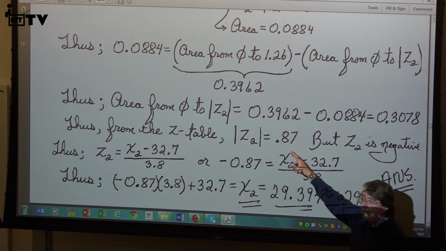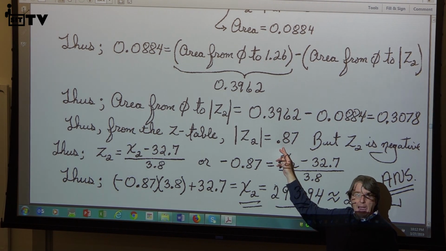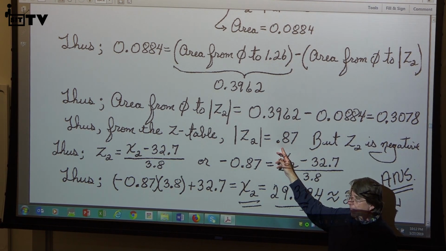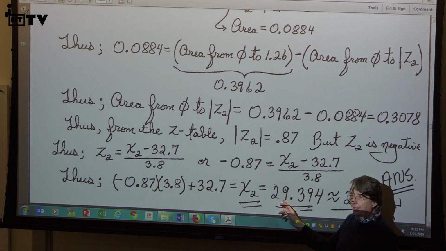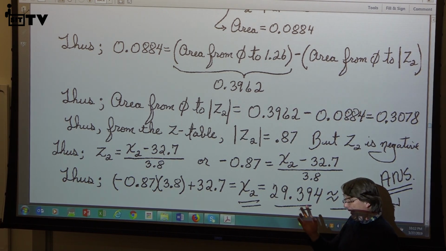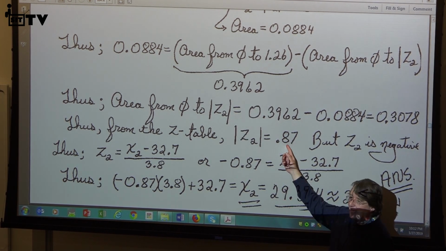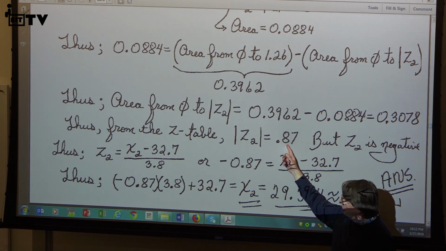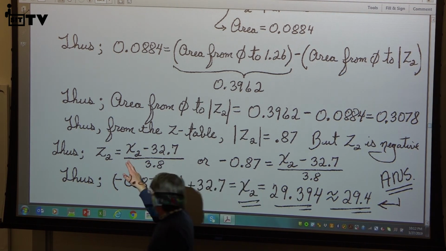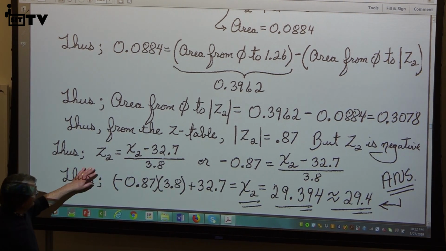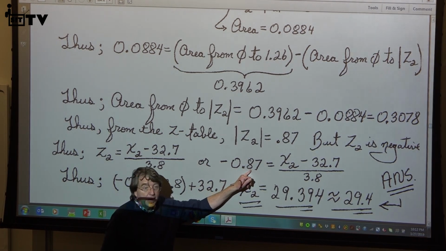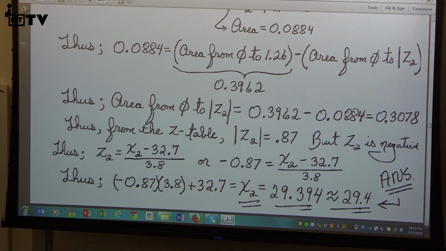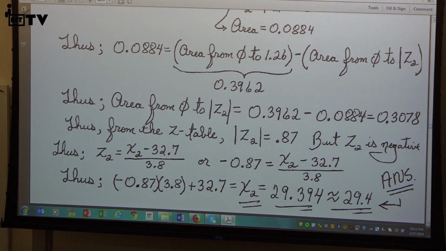Are you with me down to here? All right. Now, here's what typically happens. Someone comes up to me during the exam and says, I'm getting crazy results. Almost always, it's because they forget that z2 is negative. So z2 is negative. So what I get then is this formula here: minus 0.87 is z2. I now solve for x2, and x2 is roughly 29.4.